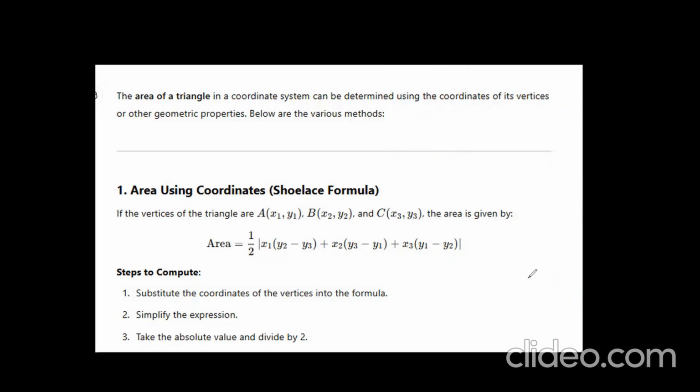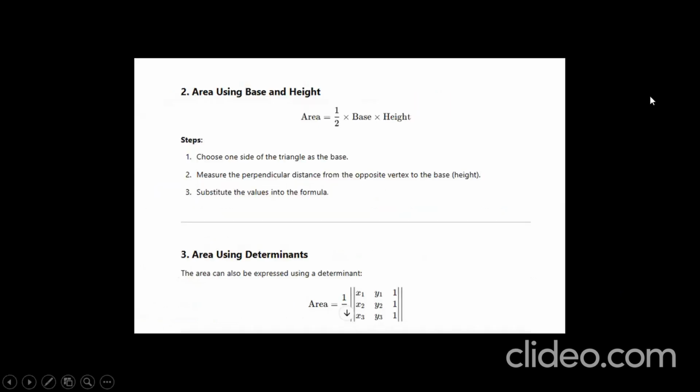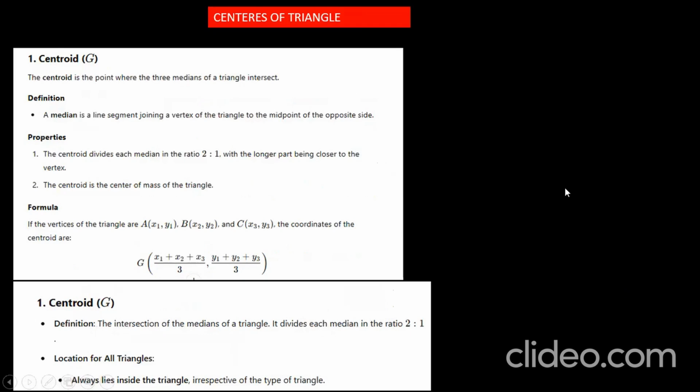Area is equal to half into x1 into y2 minus y3 plus x2 into y3 minus y1 plus x3 into y1 minus y2. Substitute the coordinates into the formula, take the absolute value and divide it by 2. You can get the answer. In this way we calculate the area of a triangle. You can also use base and height: half into base into height. Or using determinants: x1 y1 1, x2 y2 1 and x3 y3 1, you can calculate the determinant value.